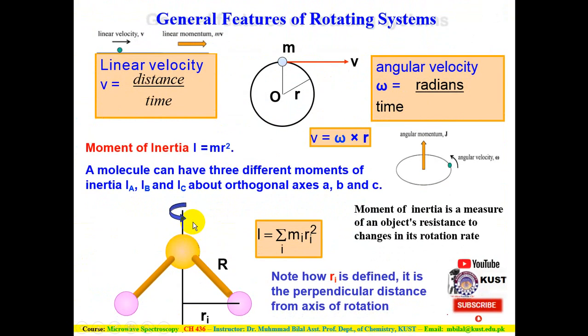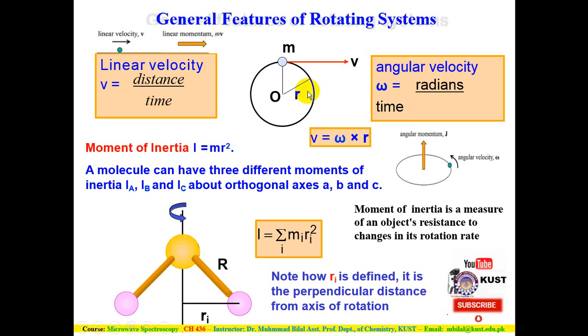Now in this slide we will discuss different terminology used in microwave spectroscopy. First of all, linear velocity. As we know, linear velocity is the distance covered in a particular time in a particular direction. A molecule having linear velocity will be associated with linear momentum, and its value will be equal to m multiplied by v, meaning mass multiplied by velocity of the molecule.